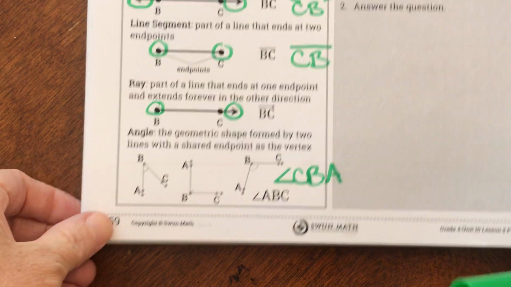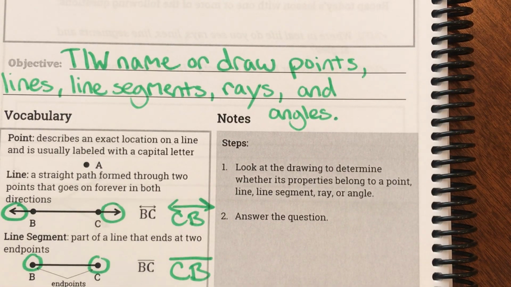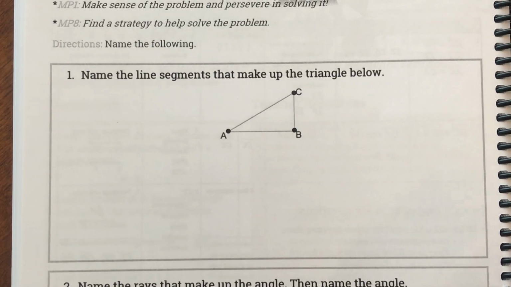Okay. Now, our steps today are we're going to look at the drawing to determine whether its properties belong to a point, line segment, ray, or angle, and then answer the question. So our main part today is we're just going to be answering the questions that they're going to be giving us. Okay, so ladies and gentlemen, I'm going to set down my green pen, and I'm going to pick up my red pen and turn to my teacher book if you want to follow along just with your eyes for a moment. Here's my problem.